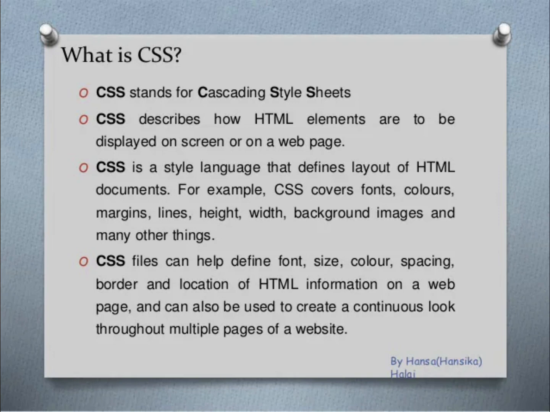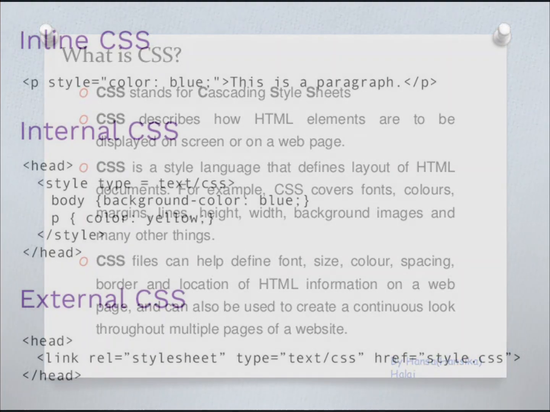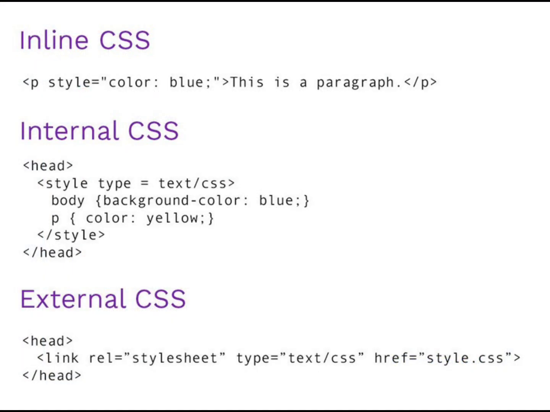CSS saves a lot of work. It can control the layout of multiple web pages all at once, and external style sheets are stored in CSS files. Now there are three types of CSS which are given below. They're known as inline CSS, internal or embedded CSS, and last but not the least, the external CSS.